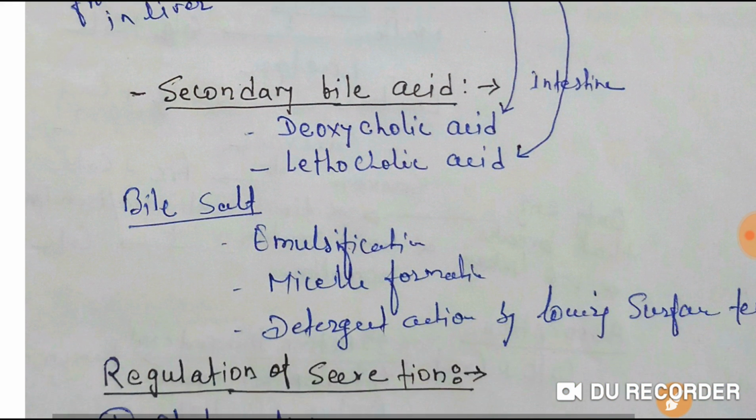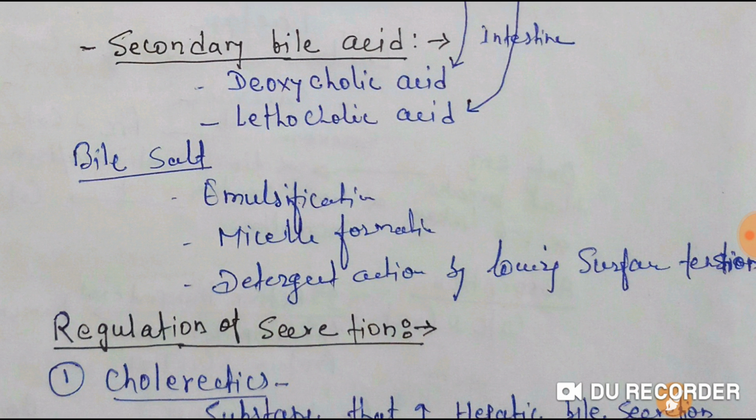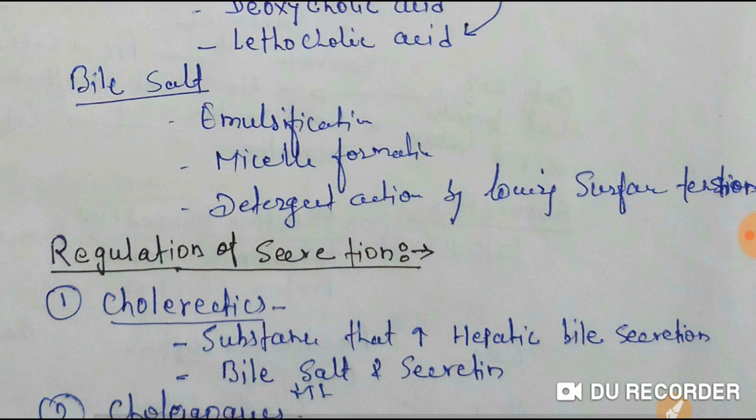Then, bile salts have the property of emulsification and micelle formation. Due to the detergent action of the bile salt, it lowers the surface tension.